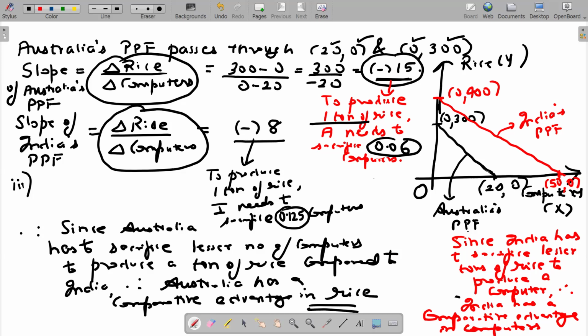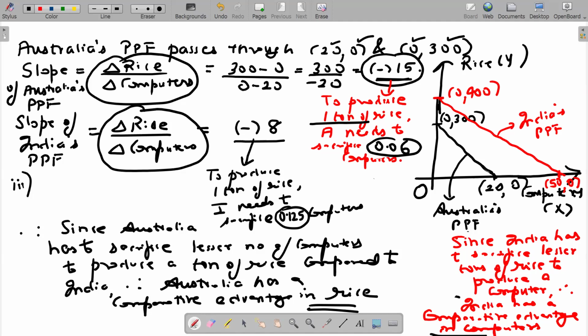So actually, I have given a very detailed explanation. Students could have just written that since India has a comparative advantage in producing computers, hence Australia will have a comparative advantage in rice, because two countries cannot have the comparative advantage in the same good. Okay, so hoping students have understood this. This is where I stop in this particular lecture.